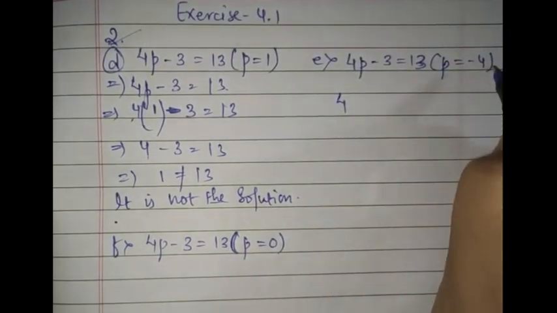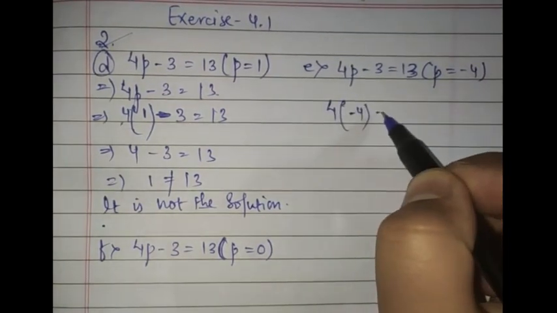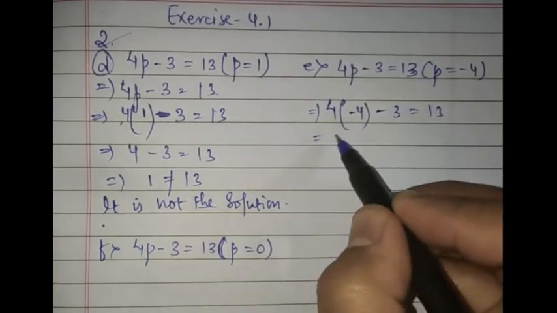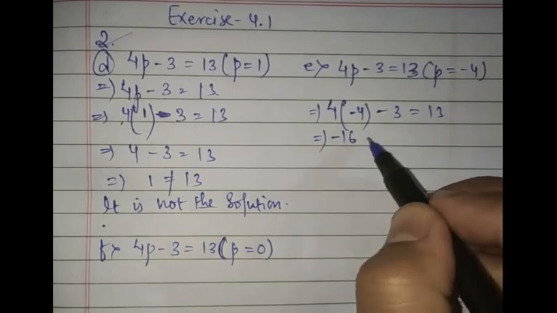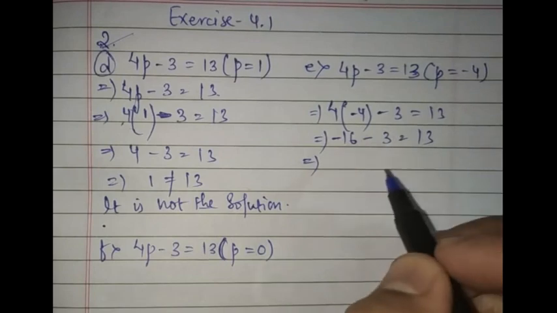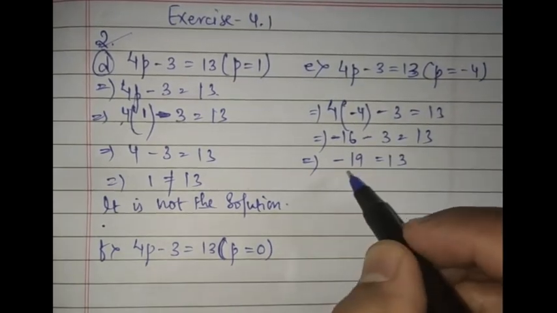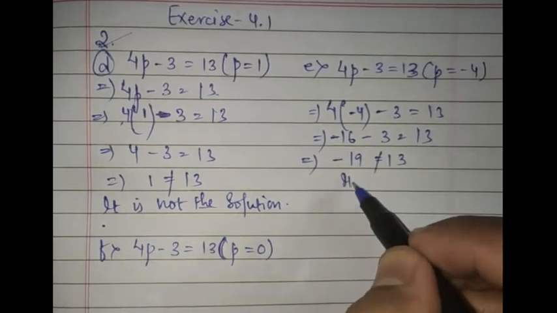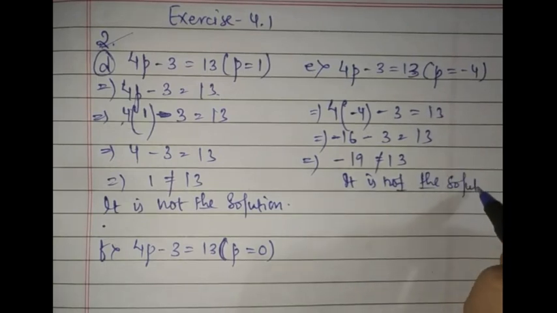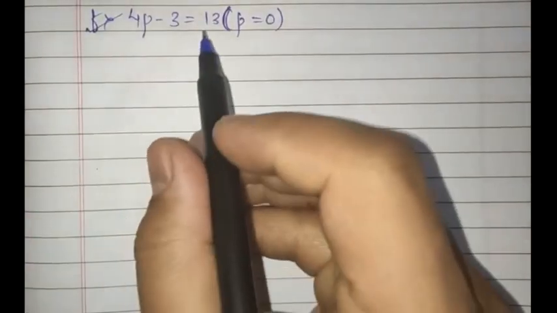Put the value of p here. What is the value of p? Minus 4: 4 times minus 4 minus 3 is equal to 13, right? 4 times 4 is 16, so minus 16, minus 3 is equal to this much. Minus 16 minus 3 is minus 19. So LHS is not equal to RHS again, so you can write, it is not the solution, isn't it?